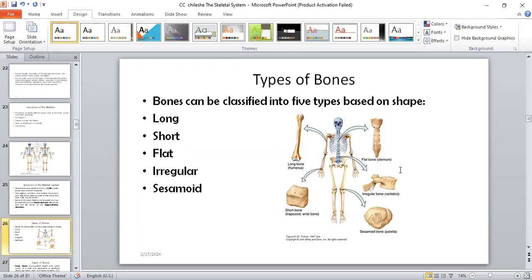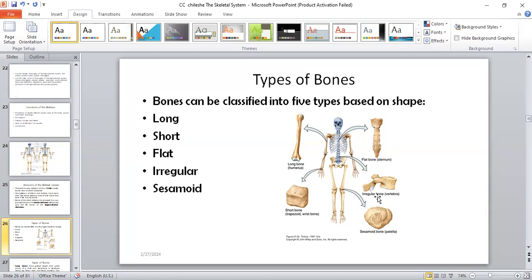This irregular bone is called irregular because it does not have a specific shape, and this bone changes shape depending on the position at which it is. That is to say, cervical vertebrae are differently shaped from the thoracic vertebrae, which are also differently shaped from the lumbar vertebrae, and those are the irregular bones.